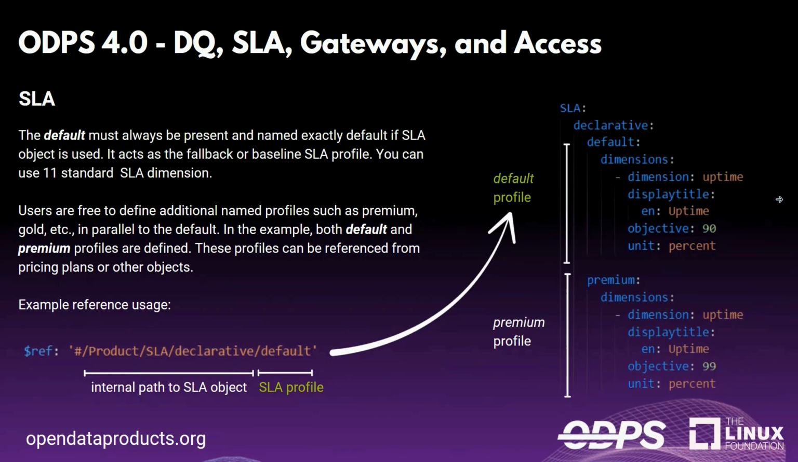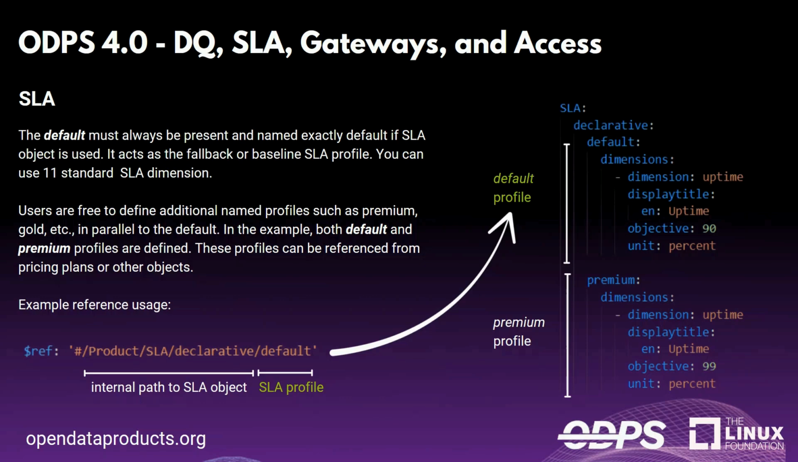Same applies for the SLA. So again, you have the SLA object inside the ODPS spec, main spec, and then you have the same principle that you have the default SLA over there. If you use the SLA object, you need to have the default option. And again, you define the dimensions that you want to include there and what is the promise.